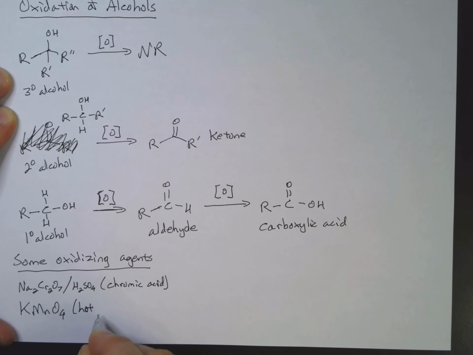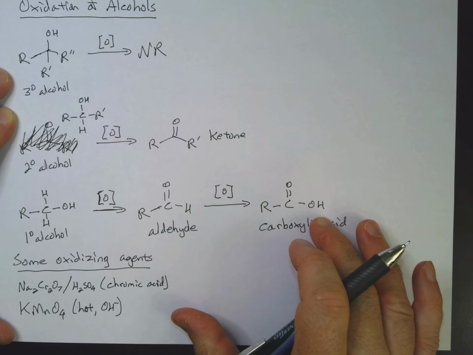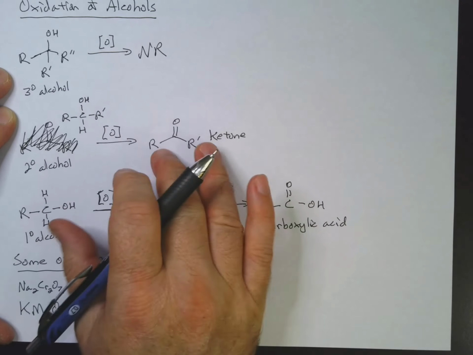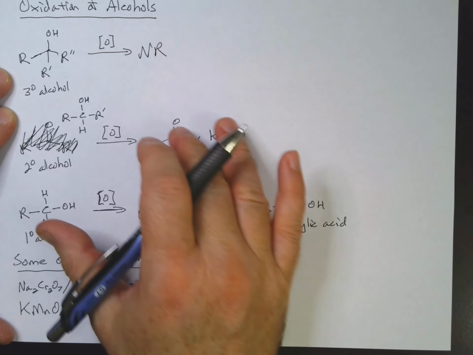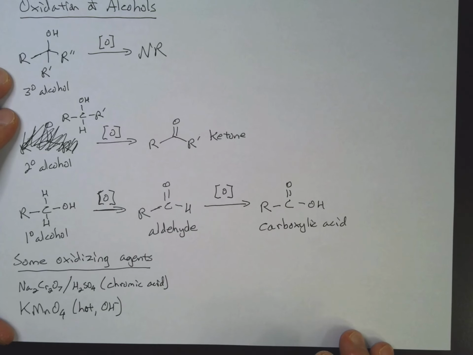Hot and OH minus. And that will oxidize our primary alcohols all the way to the carboxylic acid. They'll also do the secondary alcohol oxidation, but because the secondary alcohol can't be oxidized past ketone, they stop there.